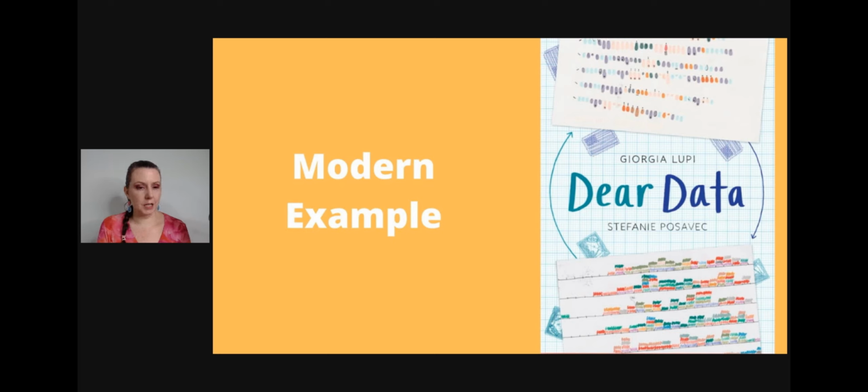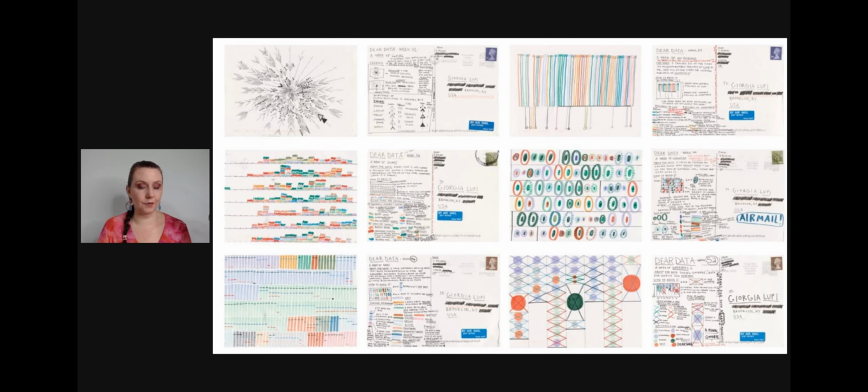Basically, through a series of postcards, they shared things that they were tracking in their life and saw how data showed up in everyday life. So here are just a few examples of these postcards that they shared with everybody. It could be around eating, exercise, work, or the number of times their boyfriend annoyed them with something.